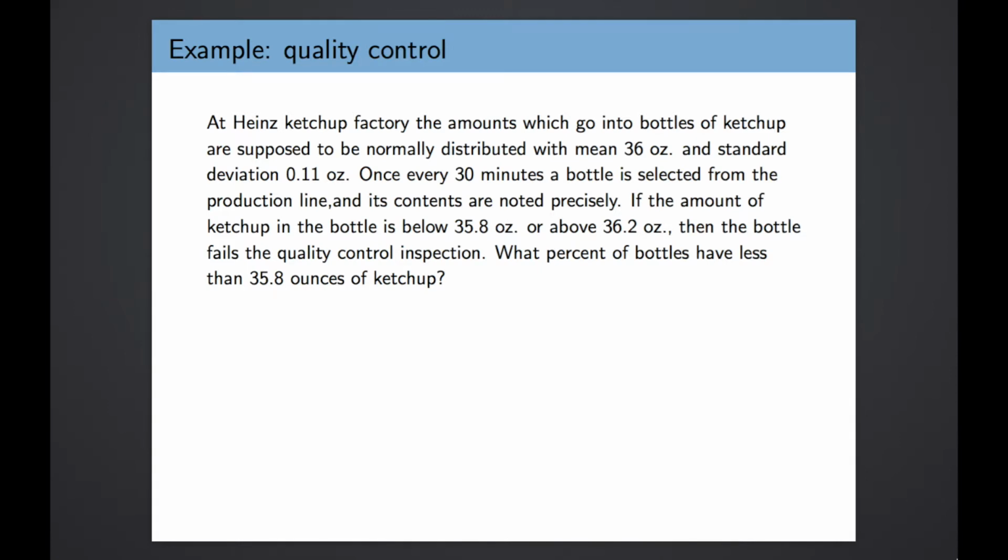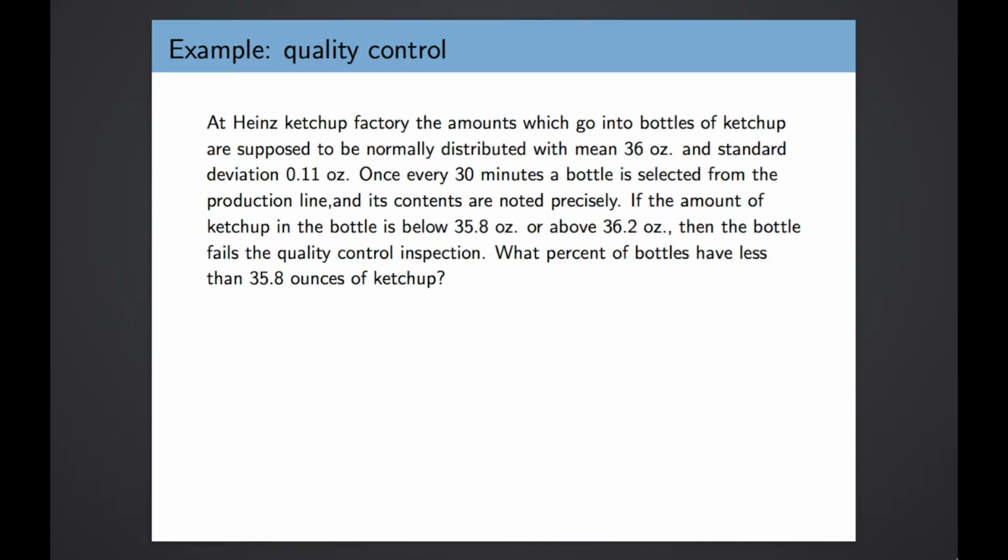So next, let's talk about an application of these principles, and we're going to consider a case study about quality control. Hypothetically, let's say that at a Heinz ketchup factory, bottles of ketchup are supposed to contain 36 ounces of ketchup. So that should be the mean of the distribution, and the standard deviation of the distribution is 0.11 ounces. And the quality control measure that the factory has in place is to take a bottle from the production line every 30 minutes and note its contents precisely.